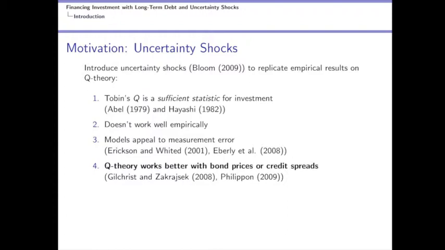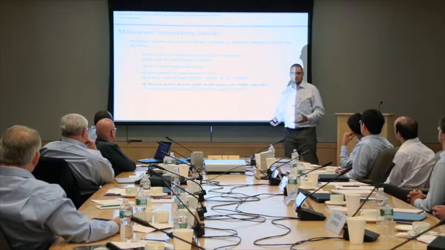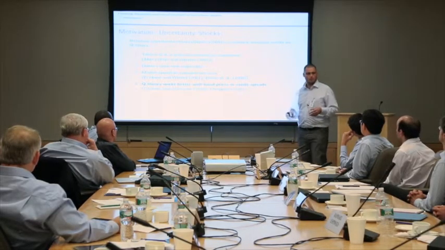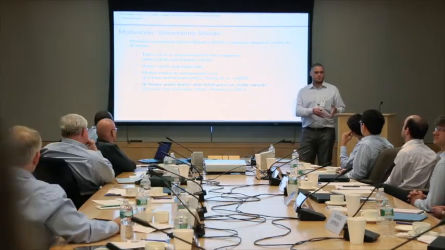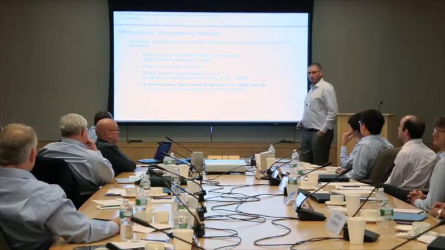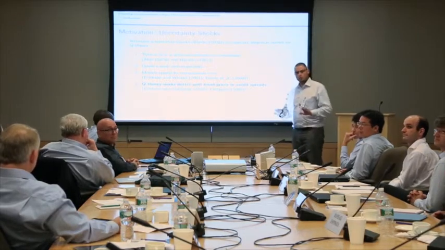So we know from the fundamental work of Hayashi and Abel that Tobin's Q should be a sufficient statistic for investment. So in those very simplified models, the model prediction is that Tobin's Q should tell you exactly how much a firm should invest. Okay? Well, we know that's under very extreme assumptions. It's from the 70s. Yeah. But we know it doesn't work well empirically.